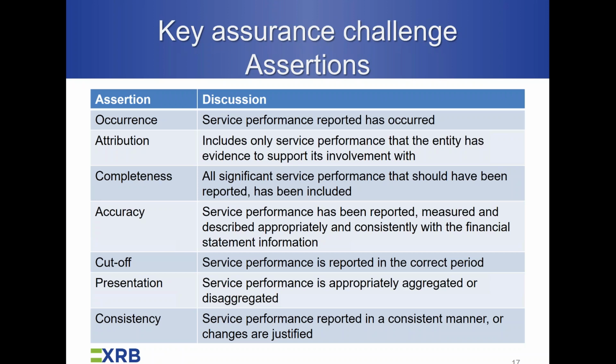The assertion here is that the service performance information only includes the service performance of the entity, and that it must only include information where the entity has evidence to support its involvement. And this is really important in that in some of these spaces, there's going to be a number of entities doing a number of different things in terms of trying to make a difference. And the service performance information needs to relate specifically to what that entity is doing. And that's why we've identified this additional assertion.